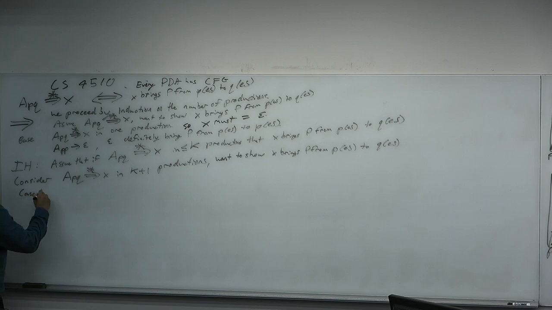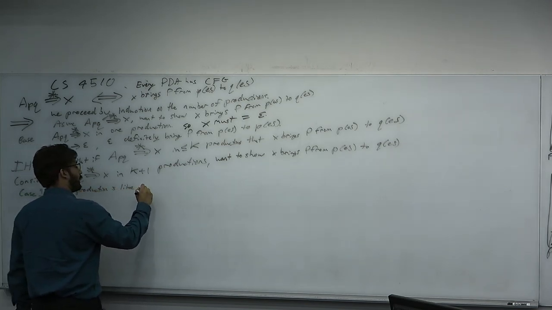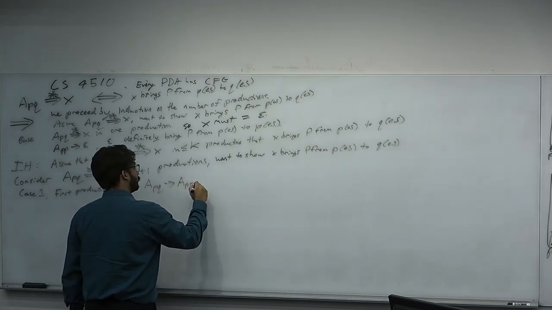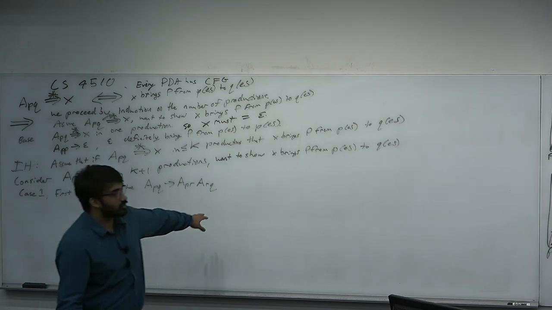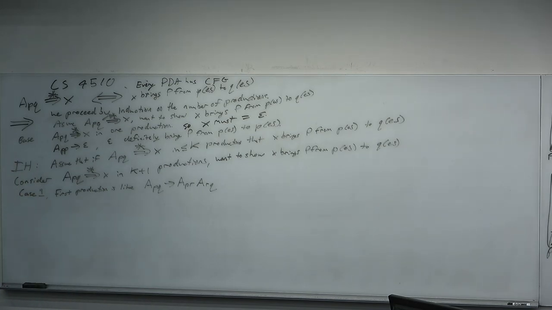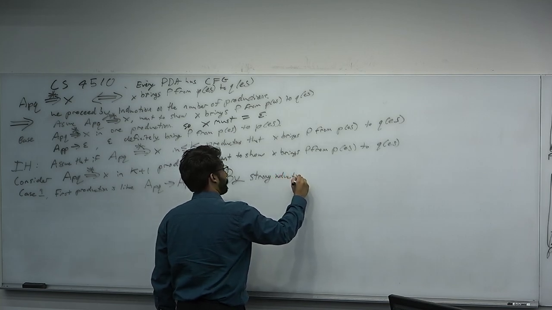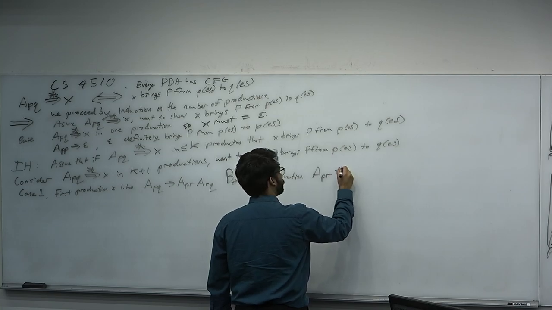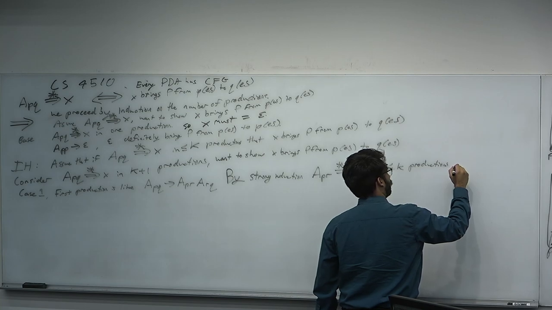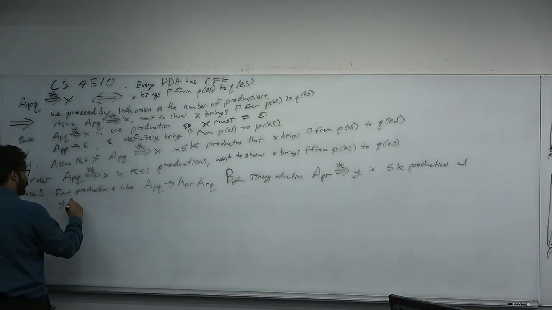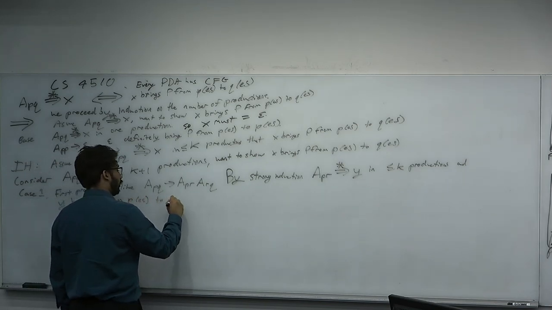So we have two cases. Case one, the first production is like A_PQ produces A_PR A_RQ, right? Suppose the first production is of this type, where it's a concatenation of two non-terminals. By strong induction, A_PR produces some string, let's say Y, in less than or equal to K productions, and Y brings the PDA from P empty stack to R empty stack.